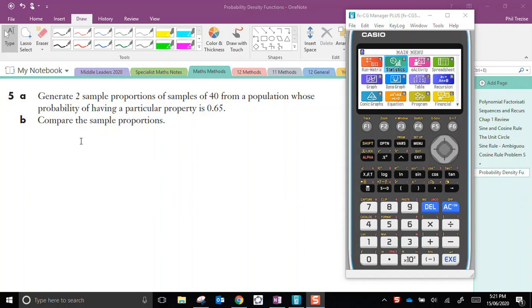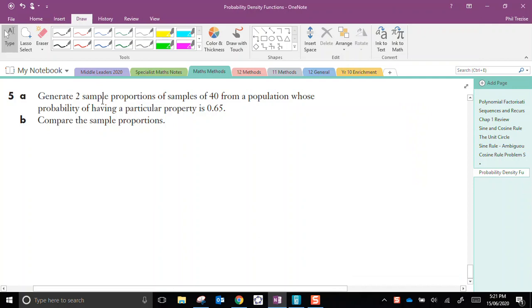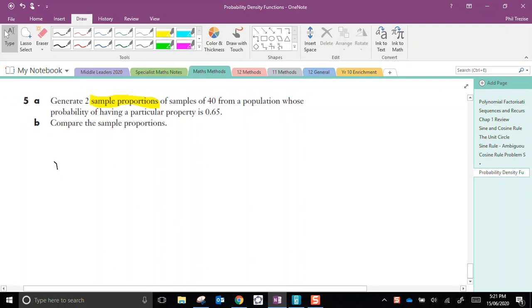Hi everyone. In this lesson we're going to look at how to generate sample proportions with our calculators. So a sample proportion is a specific concept that we need to be aware of. When we do a sample proportion, it is x over n, where x is the number of successful outcomes and n is the number of trials. So these are a binomial situation.